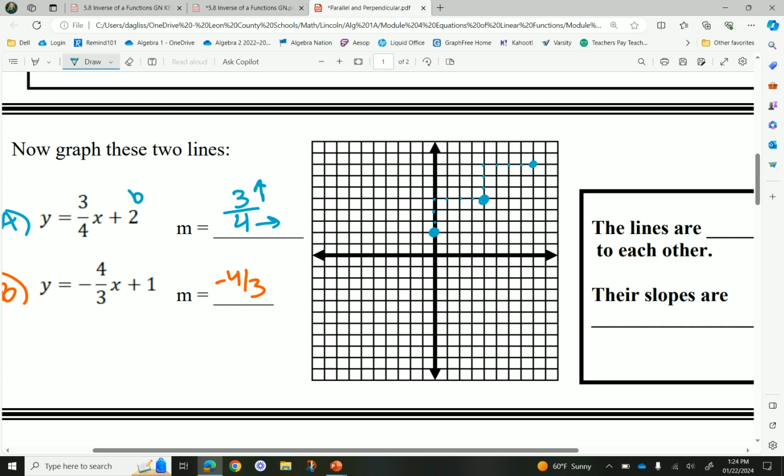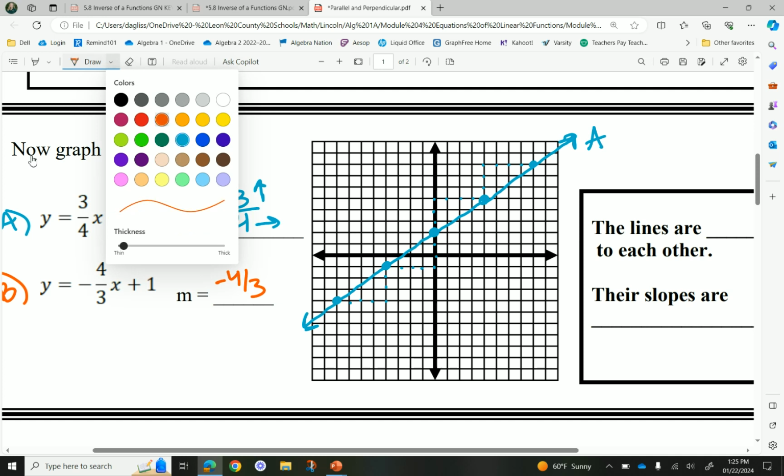If you want to go backwards, we'll go down 3 and then backwards 4. So down 1, 2, 3, backwards 1, 2, 3, 4. Like that. Okay, here's my line A.